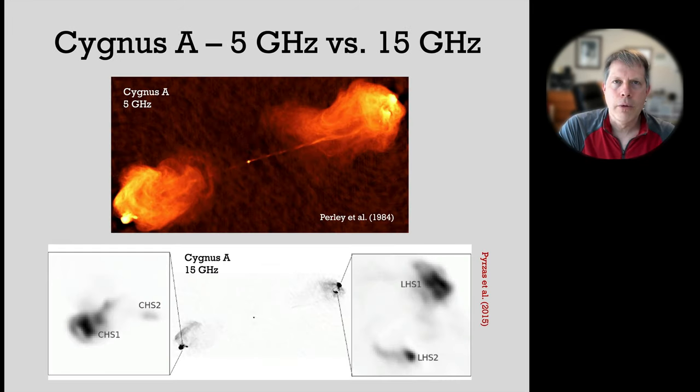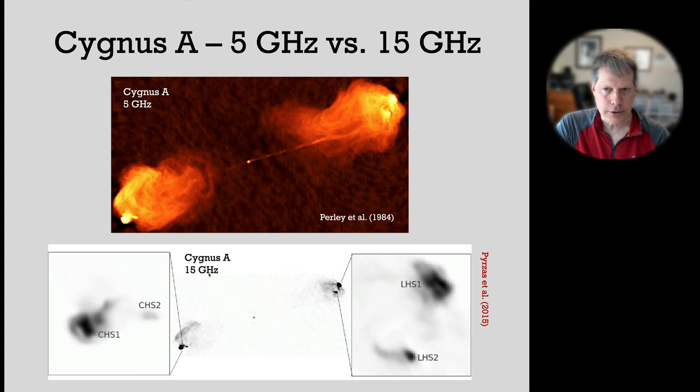Okay, another important point is that the appearance of these large radio structures substantially depends upon the frequency at which they are being observed. And that can be appreciated by looking at these two panels, which show Cygnus A observed at 5 gigahertz. That's the image I've shown you previously. And then here in the bottom, Cygnus A being observed at 15 gigahertz. You can see that the appearance between these two panels is quite different for Cygnus A.